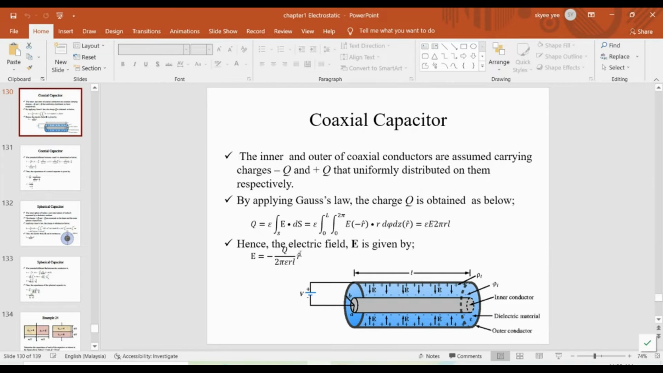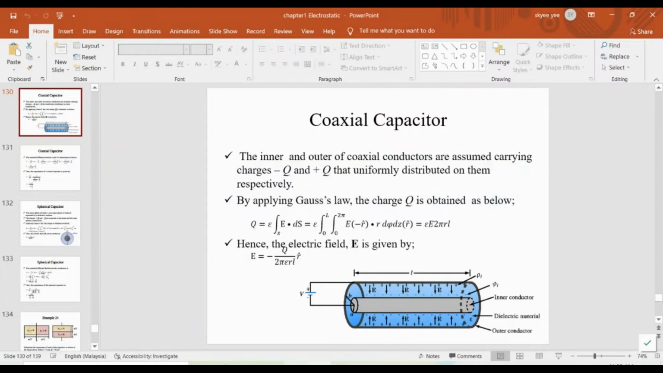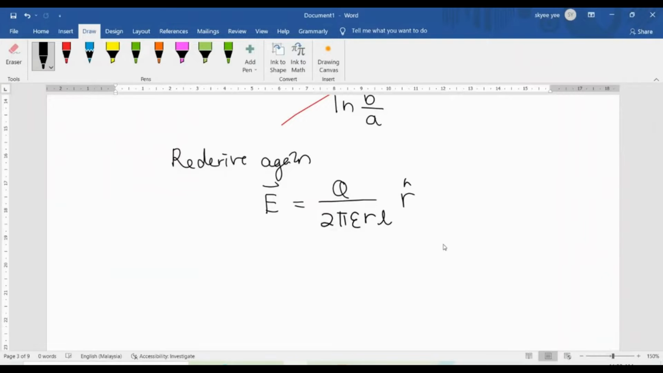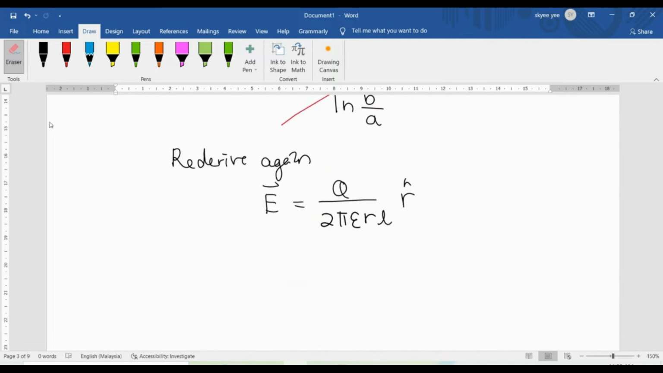In our case, I will just take this and derive again. You get E equals Q over 2 pi epsilon R L, in the R direction, because in my diagram my electric field is in the R direction. If I wanted the negative R direction, it would be like this. But this is not the case, because inner is positive and outer is negative. You should follow the locations of the positive and negative charge. So again, I go to this one, and I will have a negative here, right?